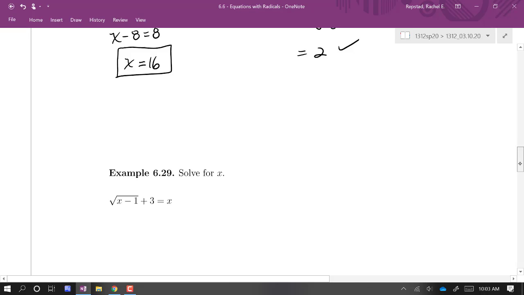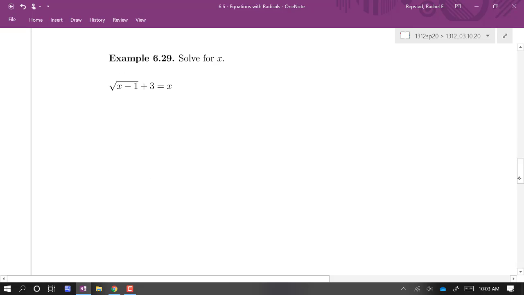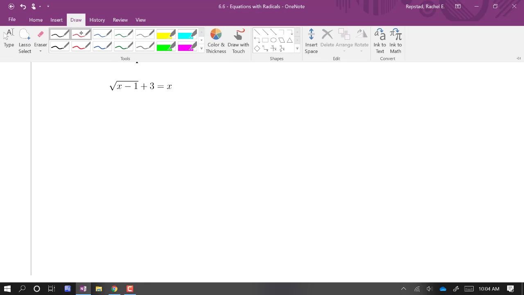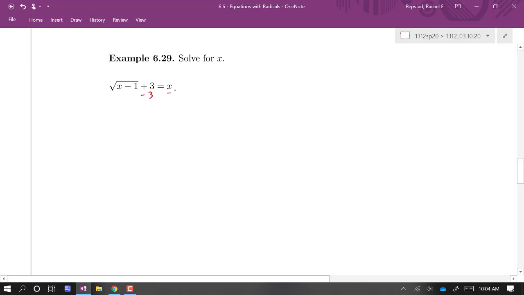Okay. Let's do another. Square root of x minus 1 plus 3 equals x. So here's an example where we need to isolate. The radical is not already isolated. I know because I'm actually adding another term. So I'm going to subtract 3 from both sides. And then we get square root of x minus 1 equals x minus 3.